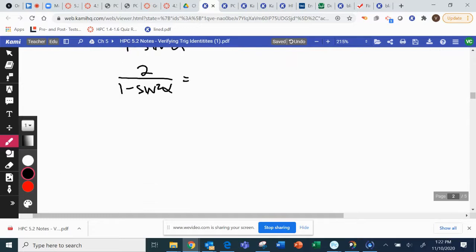All right. Now we are trying to get to secant. Where could I go from here? Who's going to volunteer this? I got the 2 already. Who's going to volunteer the information? Yes, Megan.